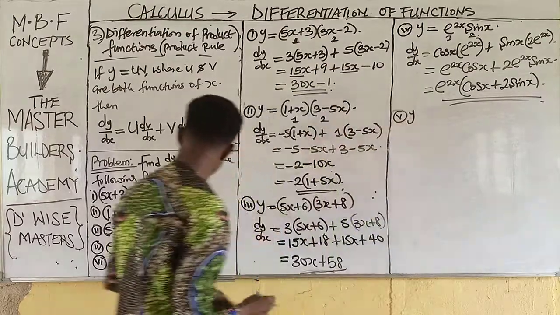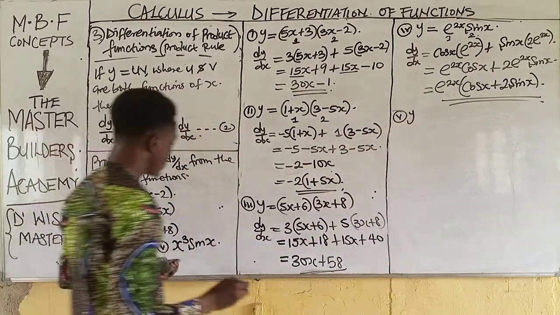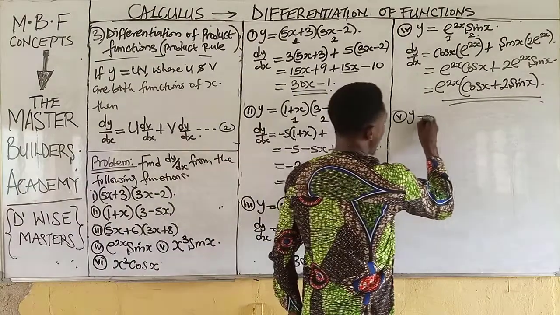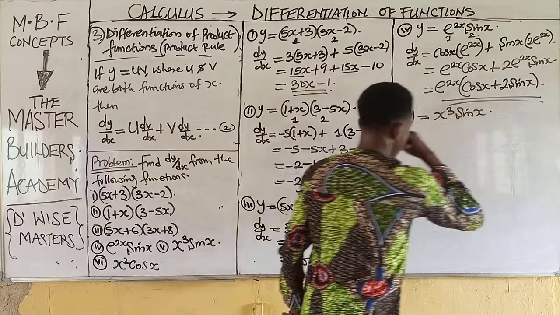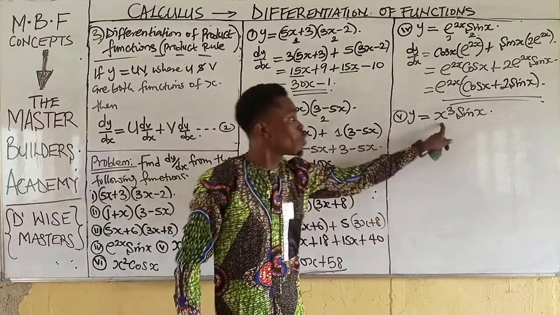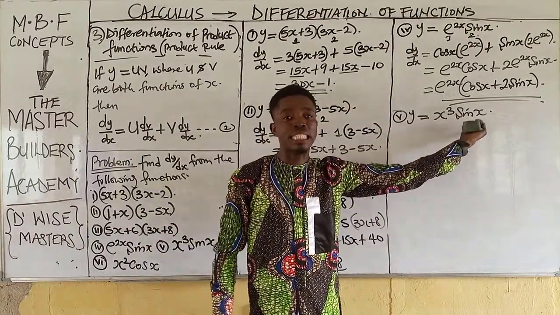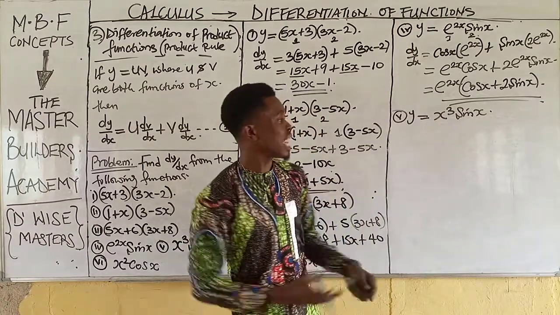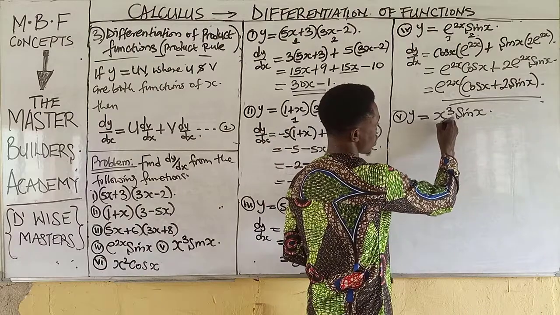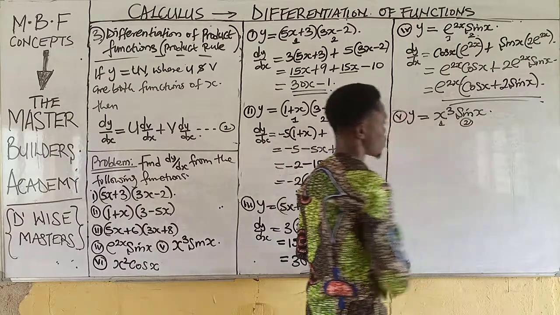Then finally, the last but not least, we have y is equal to x cubed sine x. Again, we have polynomial multiplied by trig. Relationship is multiplication, product rule. Then I identify that this is my first function, and equally this is my second function.